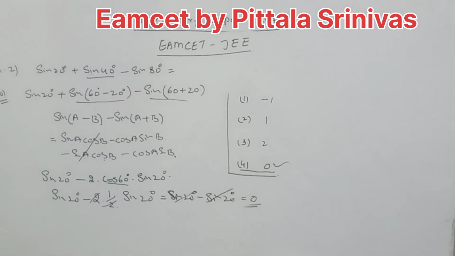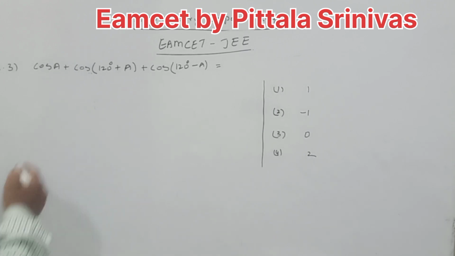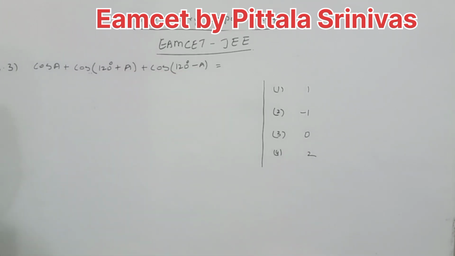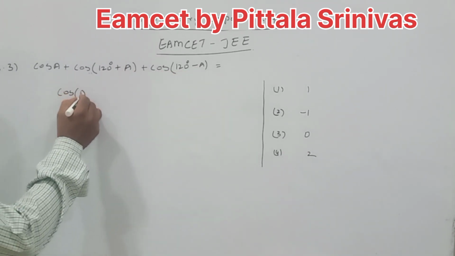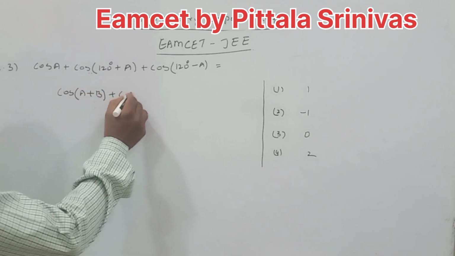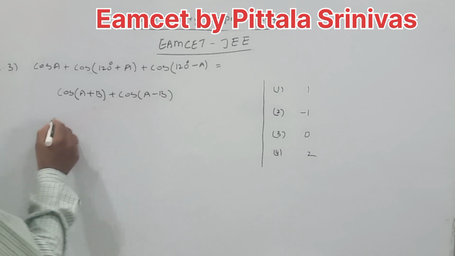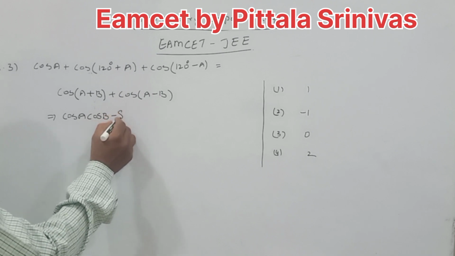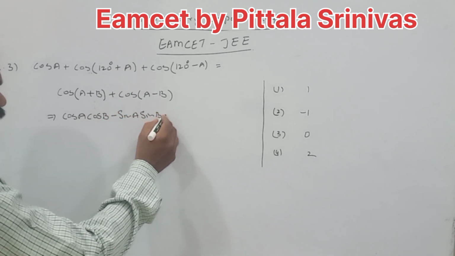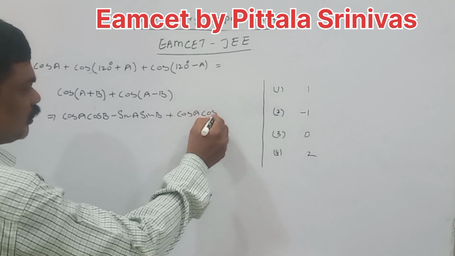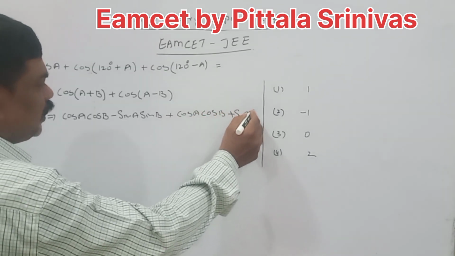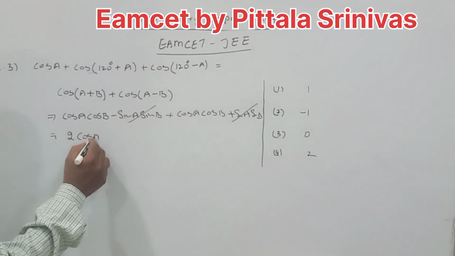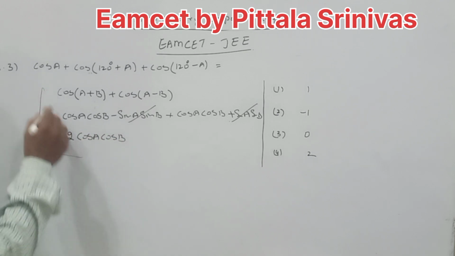Dear viewers, we have the problem cos A plus cos (120 degrees plus A) plus cos (120 degrees minus A). So here cos (A plus B) plus cos (A minus B) is equal to what? Cos A cos B minus sin A sin B plus cos A cos B plus sin A sin B. So this cancels, and we have 2 cos A cos B. This is the formula.